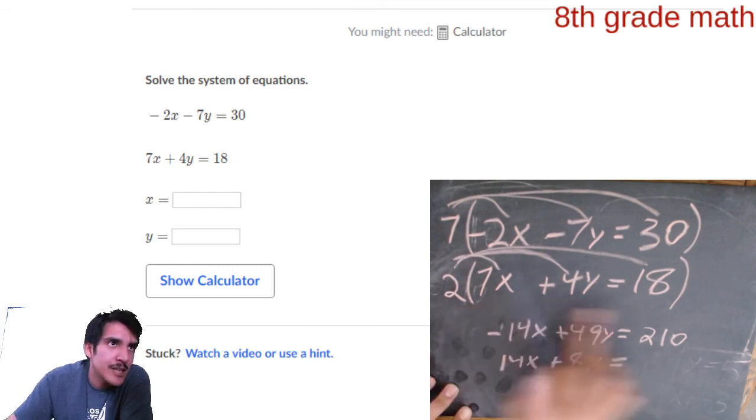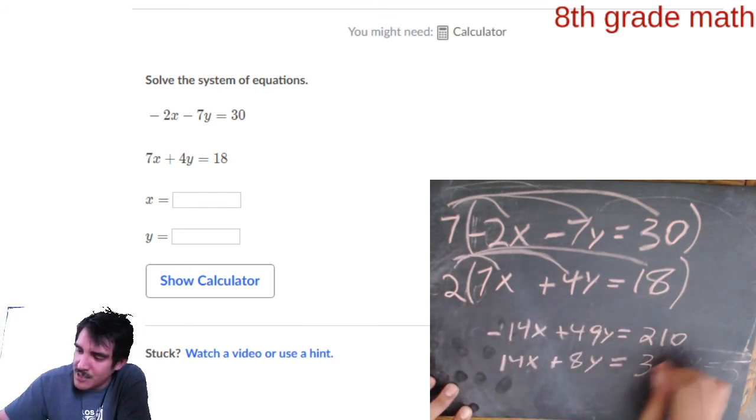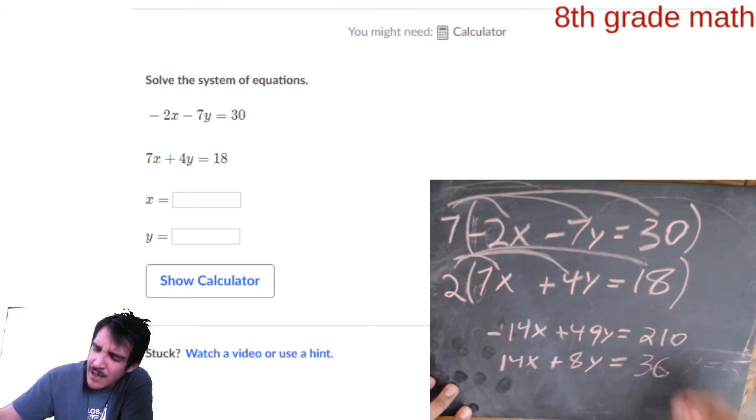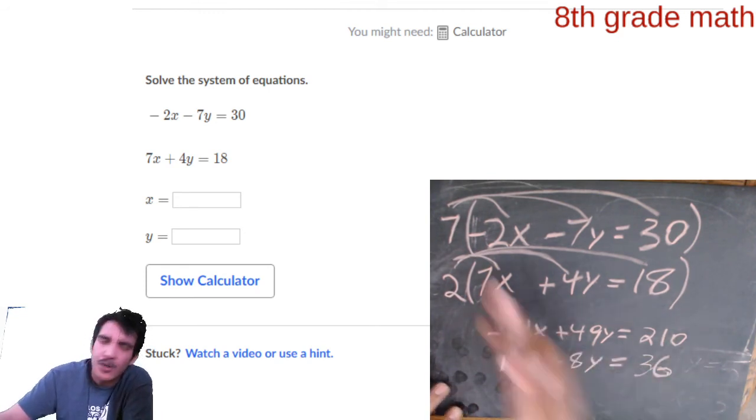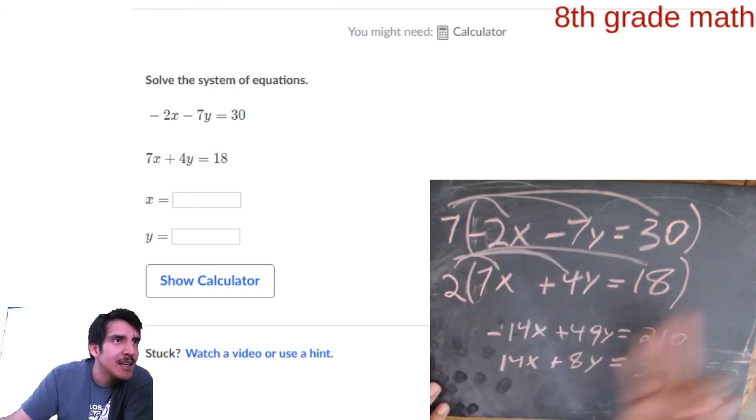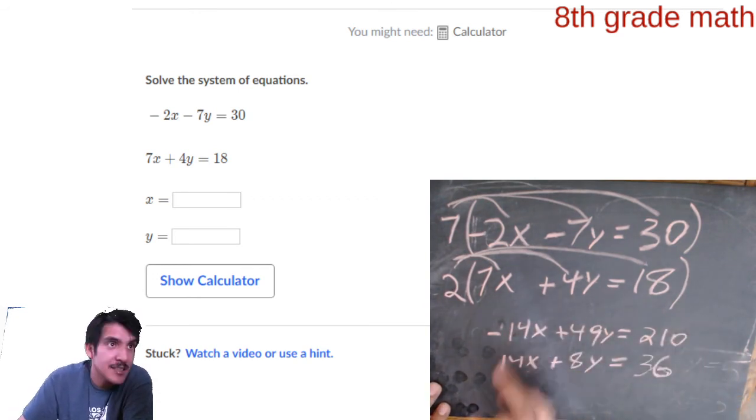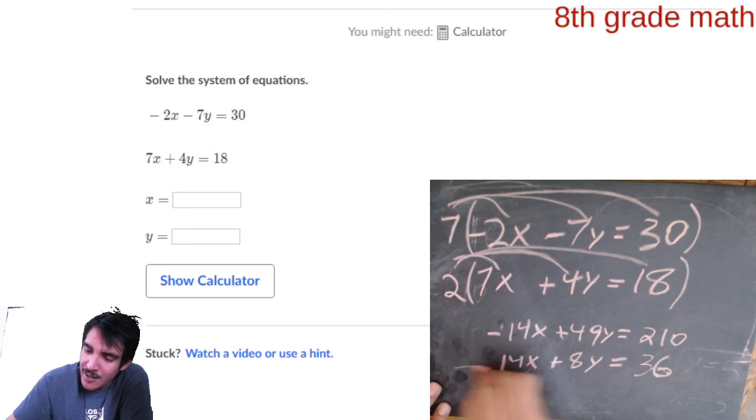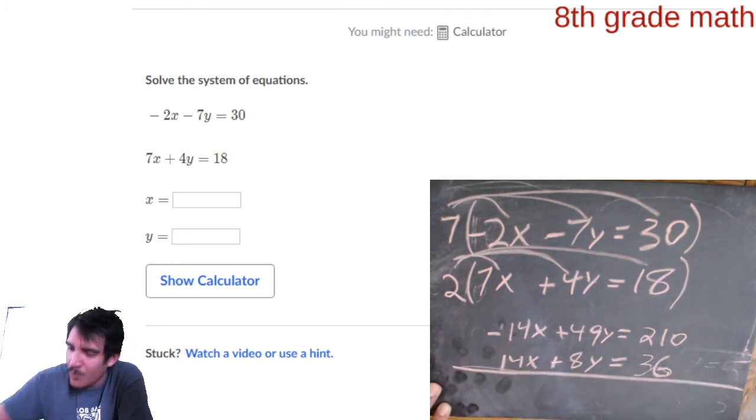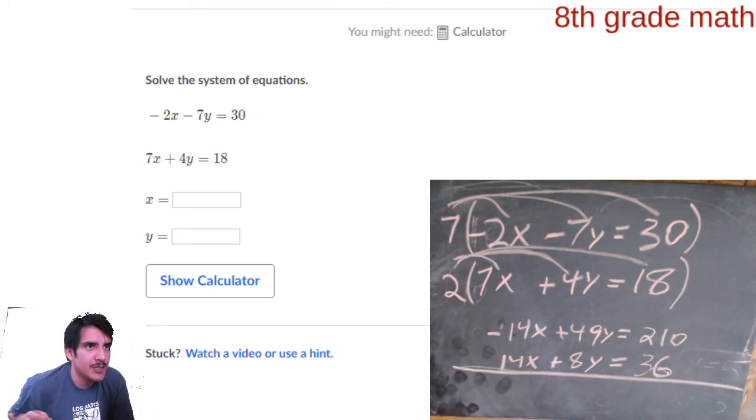And 2 times 18 equals 36. And now we have turned our original equations into these. And now these have opposites. You see these two opposites right here? So now that we have opposites, we can combine both equations. Let's add them.